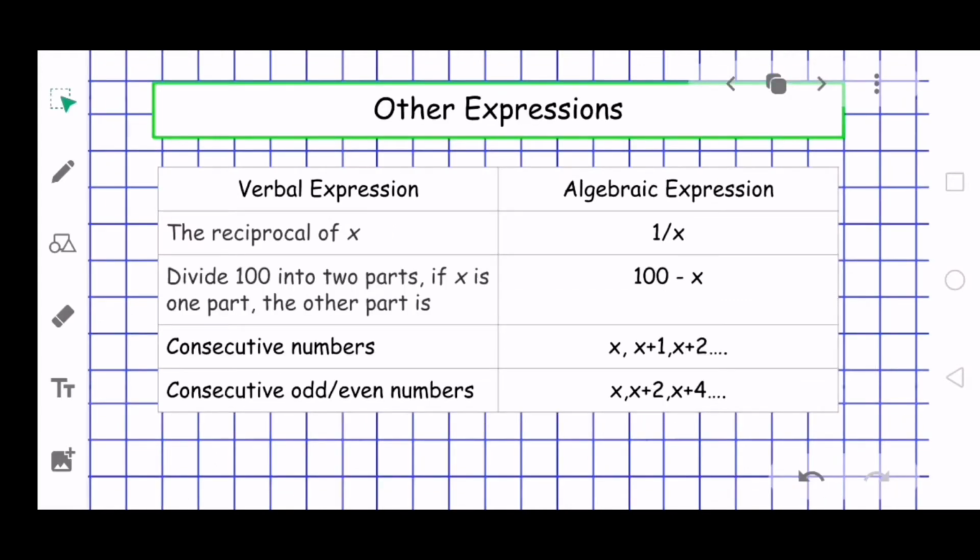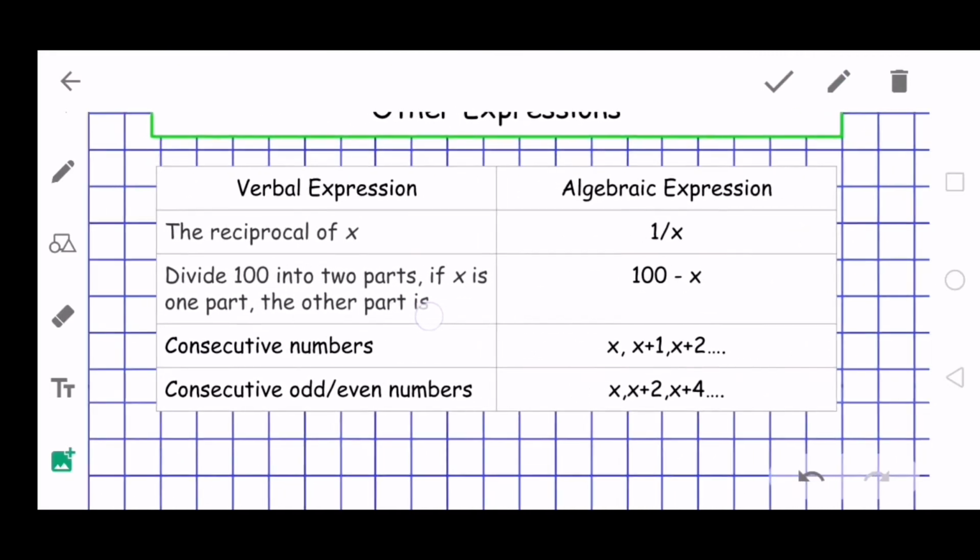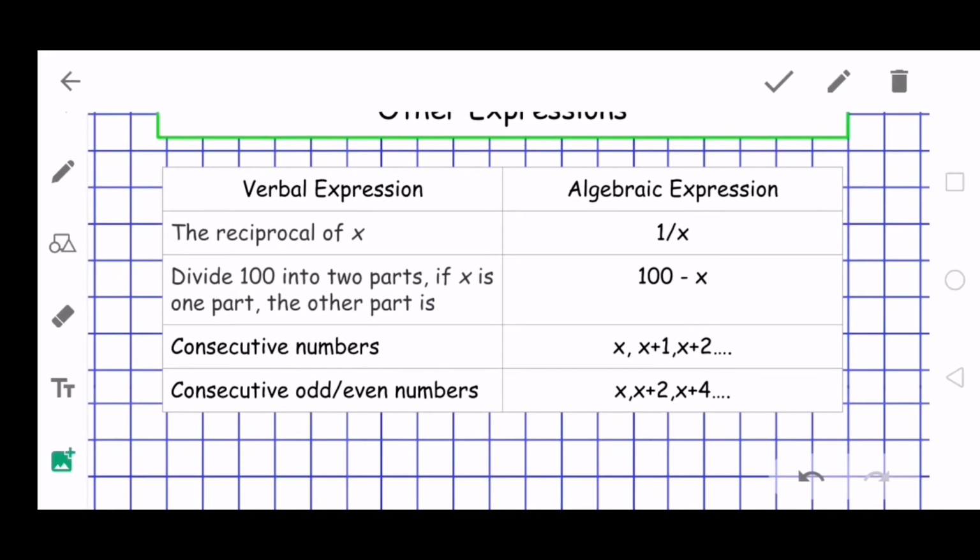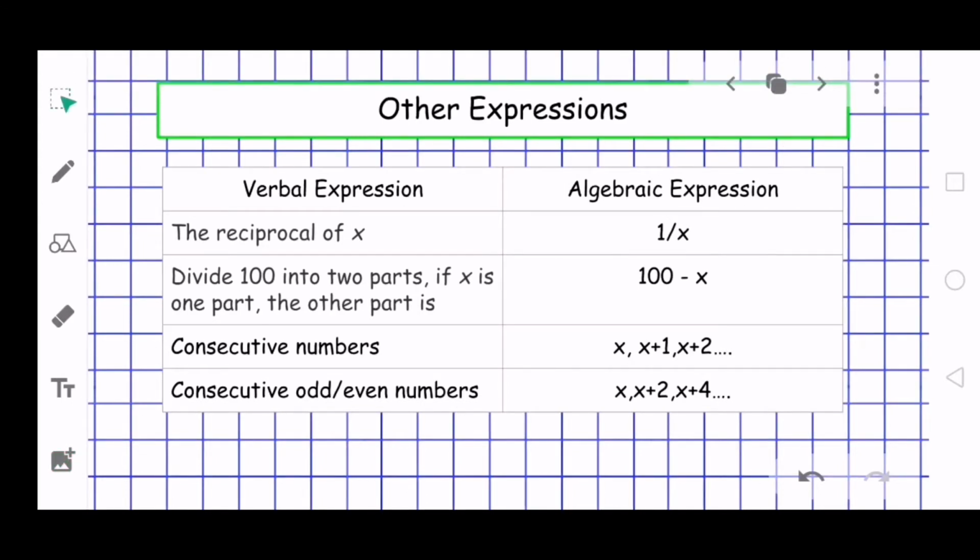And for other expressions, take note of this: the reciprocal of x can be expressed as 1 over x. Also, let's say for example 100 is divided into two parts and you represented x as one part, then the other part can be represented as 100 minus x. Now for consecutive numbers, let's say the first number is represented by x, then the following numbers will be represented as x plus 1, x plus 2, and so on and so forth.